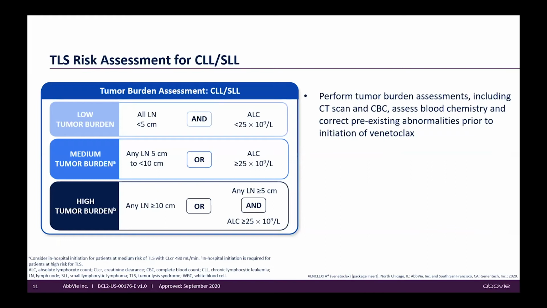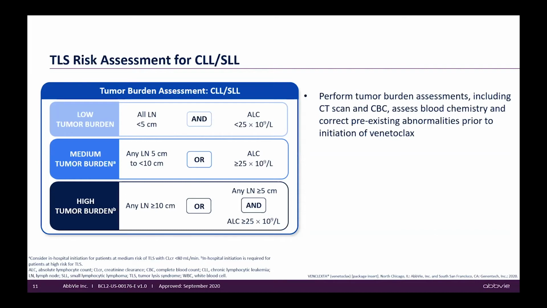And in relation to venetoclax, when we do assess patients for the risk for TLS, we want to categorize them as having low, medium, or high tumor burden. And of course, we'll be using this with objective information in relation to the largest lymph node in diameter based on CT, as well as someone's absolute lymphocyte count, or ALC. And given the combination of these, we'll stratify these patients into low, medium, or high.